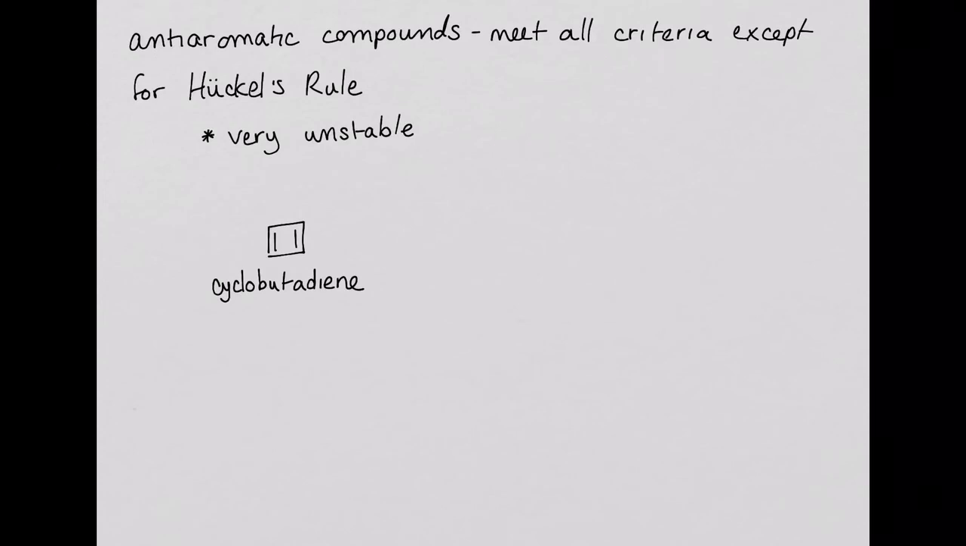Cyclobutadiene is an anti-aromatic compound. It meets all of the criteria that we previously discussed except for Hückel's rule. It is a cyclic molecule. Every atom in the ring has an open p orbital because they are all sp2 hybridized. We know this because they're all involved in double bonds. And the molecule is planar. We know that it must be planar because it's a cyclobutane molecule with 2 double bonds. Remember that cyclobutane has very little ability to rotate around its bonds because it contains only 4 carbon atoms, and the double bonds add extra rigidity, making this compound planar.